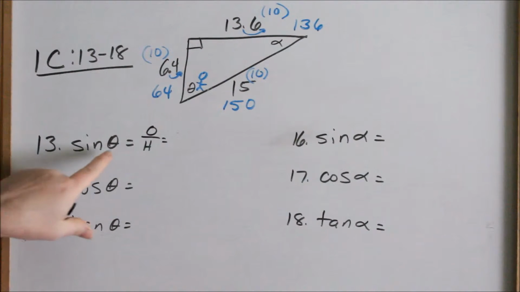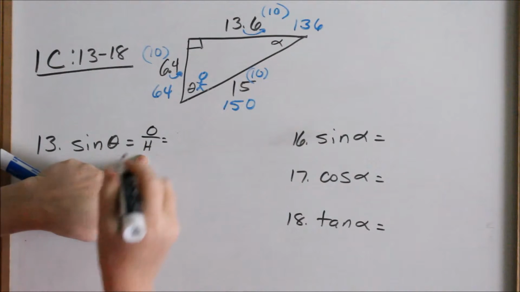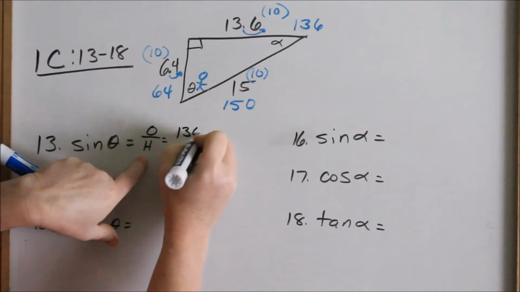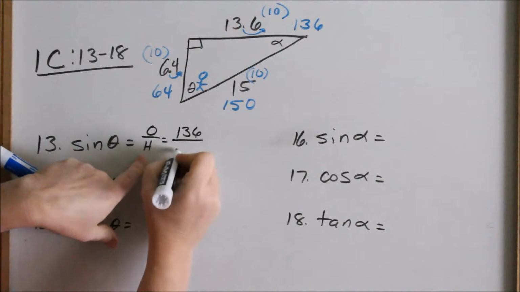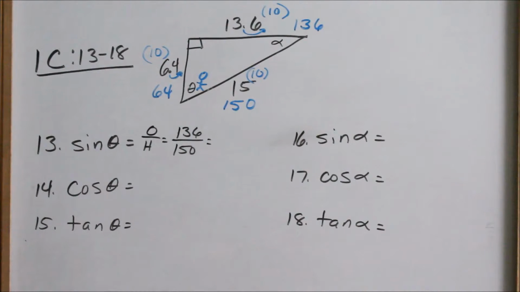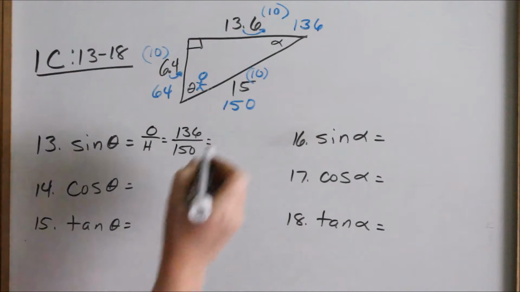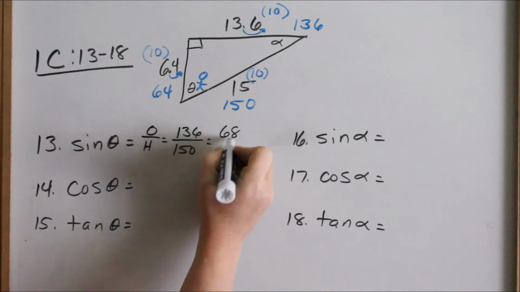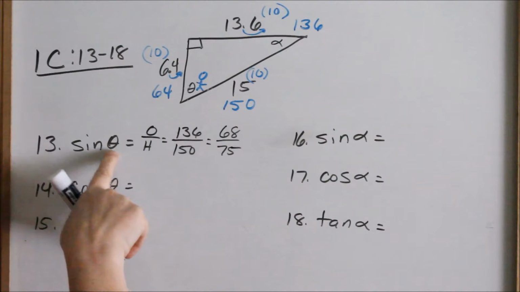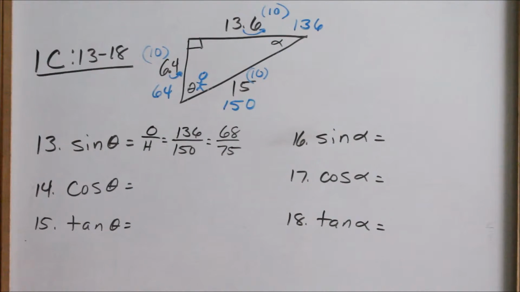So we're going to use the numbers in blue that don't have the decimals in them to do our sine, cosine, and tangent. Sine, opposite over hypotenuse. If I'm standing there at theta, the side opposite of me is 136, and then hypotenuse, 150. Those both can be reduced by 2 for sure, and I think that might be the most that we can reduce them by. So always reduce if you can. So it would be 68 over 75. That would be sine theta. Sine theta is 68 over 75.